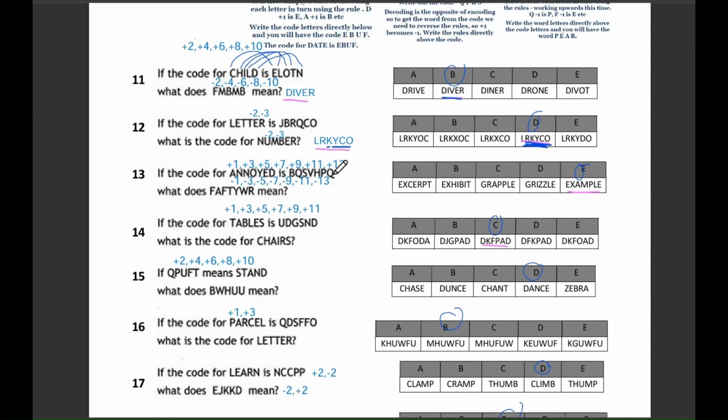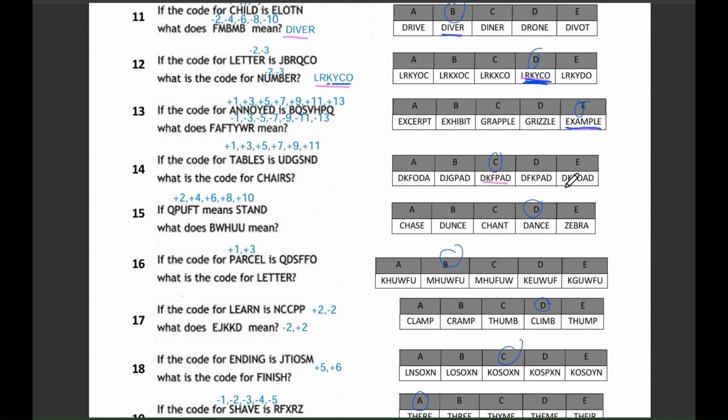Now the code is FAFTYWR, so we need to go backward from the same pattern. F minus 1 is E, A minus 3 is X, F minus 5 is C, T minus 7 is E, Y minus 9 is P, W minus 11 is L, and finally R minus 13 is E. So this gives us example, and the correct answer is E.